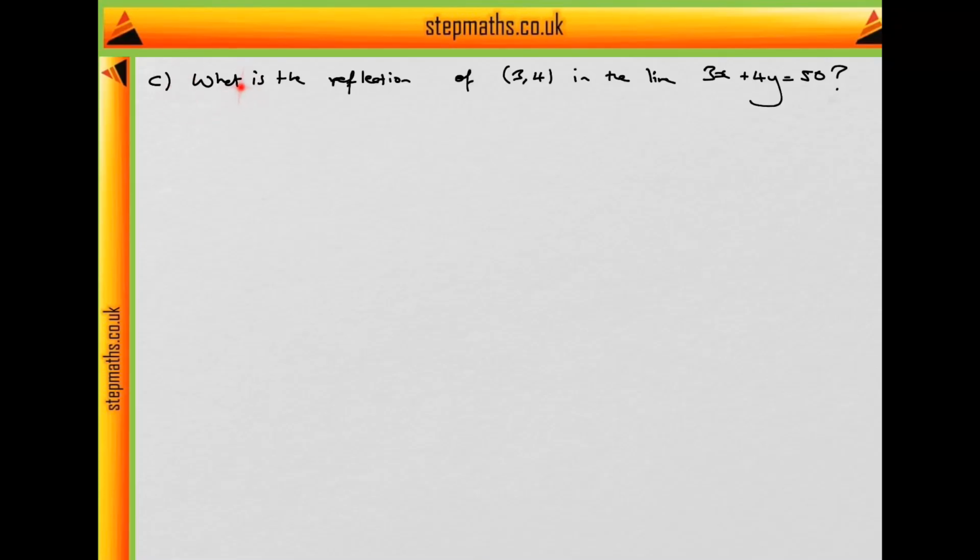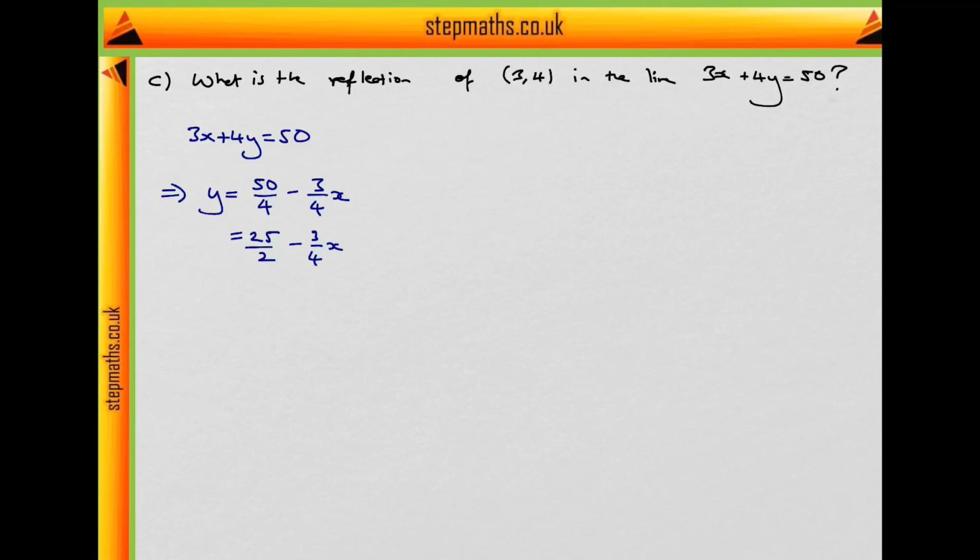Okay, so question C asks us, what is the reflection of the point (3, 4) in the line 3x + 4y = 50? Okay, so let's rewrite this in our normal form. 3x + 4y = 50. Well, that implies that if we subtract 3x from both sides and divide by 4, y is in fact equal to 50 divided by 4 minus 3/4 x, or 25/2 minus 3/4 x.